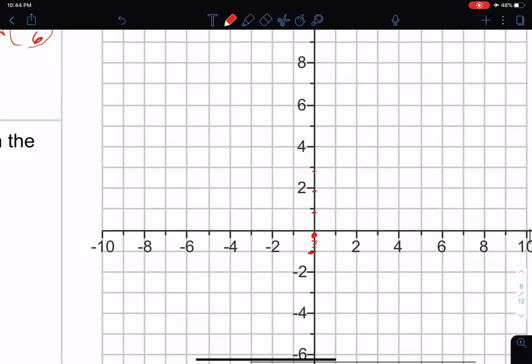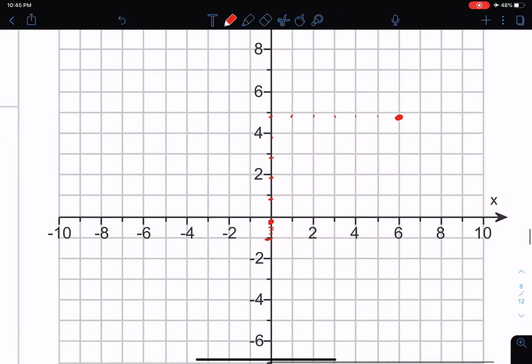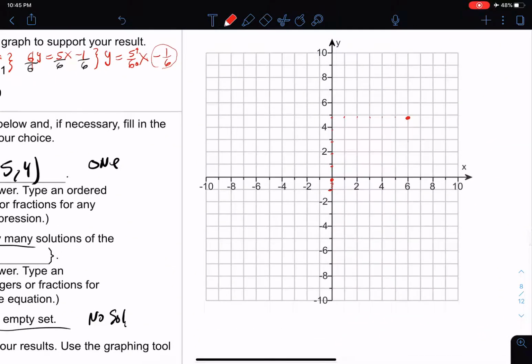So let's do it. Up 1, 2, 3, 4, 5. Right 1, 2, 3, 4, 5, 6. And because they made us have a y-intercept of negative 1/6, this is a little bit of a pain. There it is there. And that's the best I can do. So there it is right there. Now we need to graph the other one.